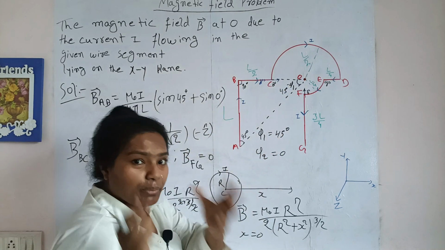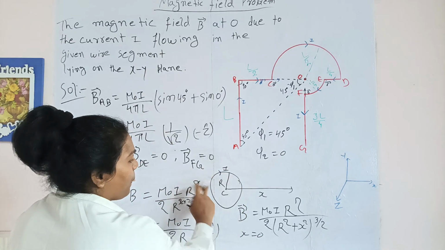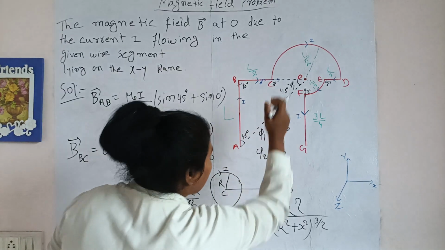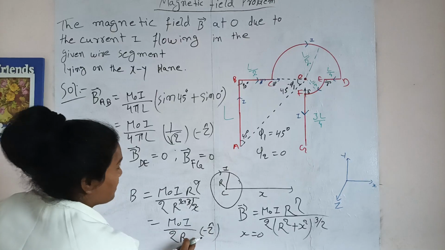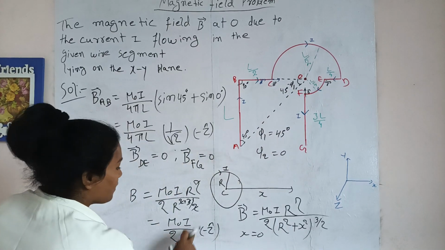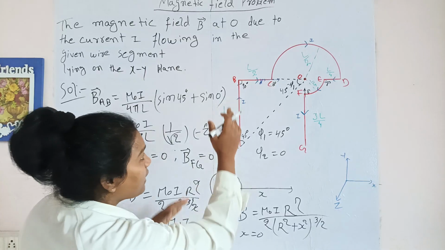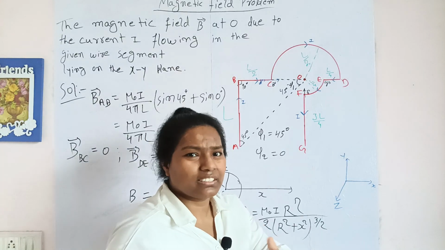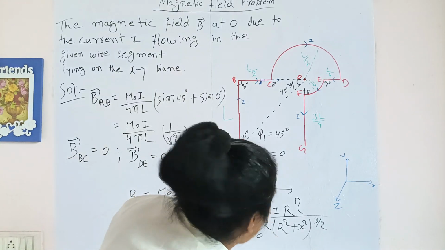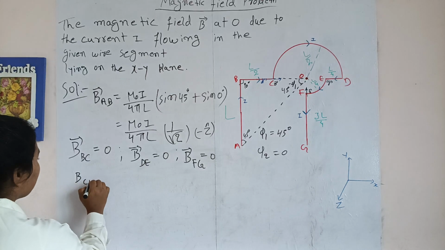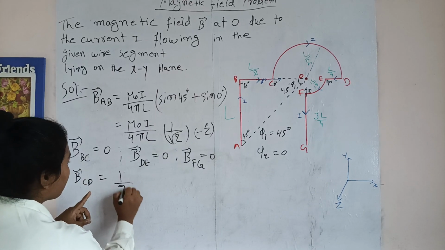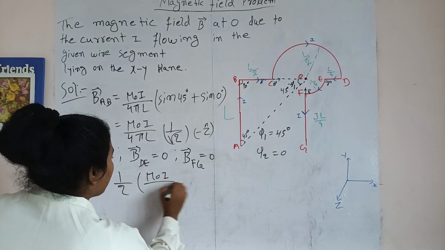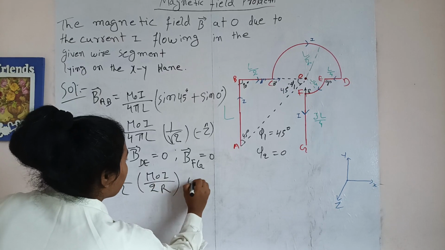Then by symmetry, if the whole circle is producing this value of magnetic field at the center, the half circle will produce half of this value, and the quarter circle will produce a quarter of this value. The direction will be the same, only the half and quarter parts come. It happens because of symmetry. I'll discuss it in another video. Pause it. Now BCD is half of that value, the circular part, mu naught I by 2r in minus z hat.